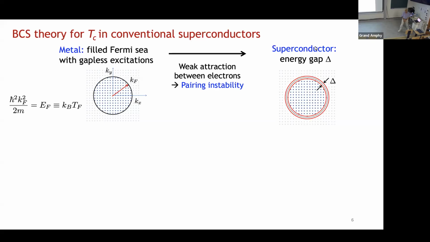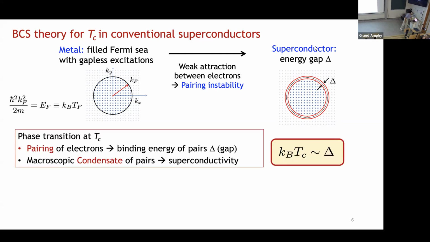So I think for this audience, I don't need to remind you what happens in the BCS theory, what determines TC. Basically, you start with a normal metal, which is a filled Fermi sea with gapless excitations. You turn on a weak attraction between the electrons, get a pairing instability, and open up a superconducting gap. So you get a gapped state. So the phase transition at TC involves 2 phenomena.